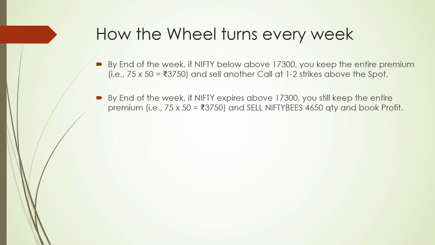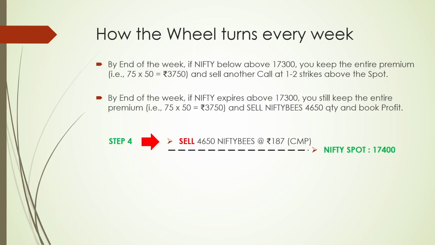We will see how the trade works out. That is what I am mentioning in step 4. So step 4, what we will do: Nifty spot has gone to 17,400. We simply sell our 4,650 quantity of Nifty Bees at 187. The price has gone back to 187, because the market has gone up by 200 points. Our purchase price was 185. Now you have sold it at 187, 2 rupees profit here.